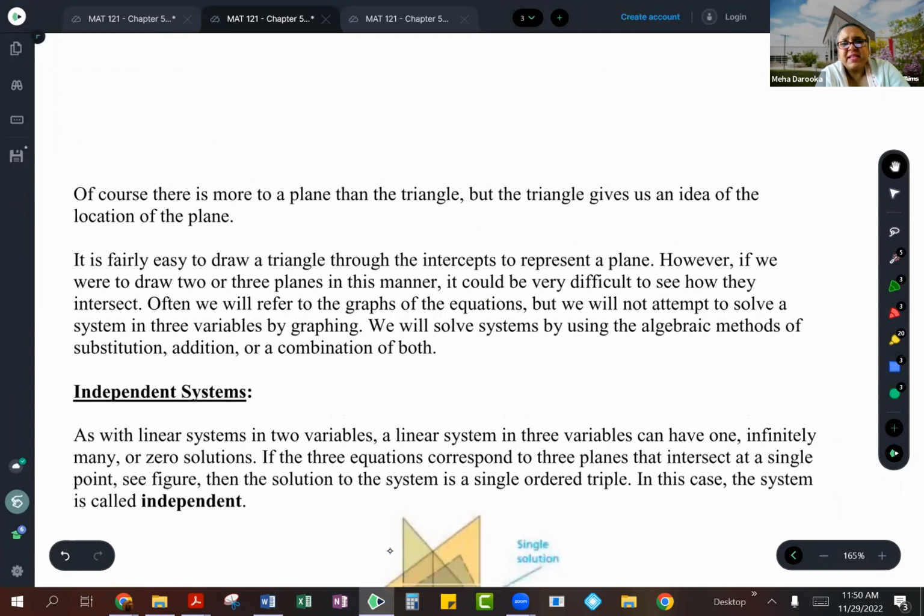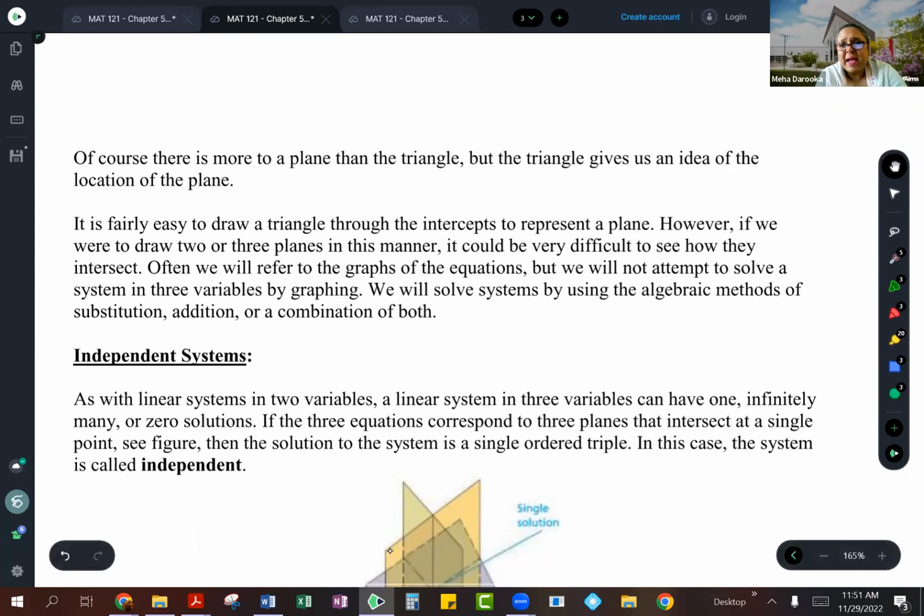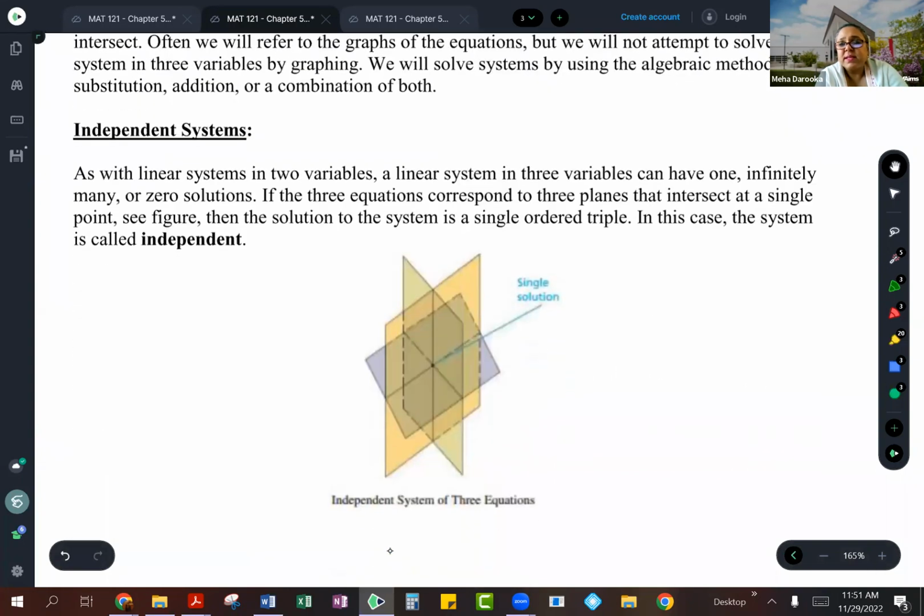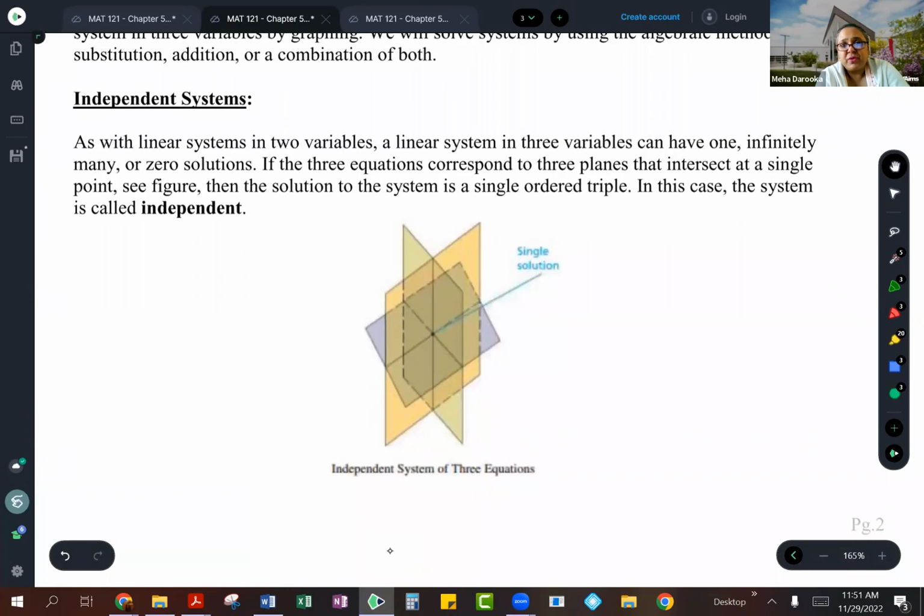And this one here is just talking about what I just said, how difficult it is to imagine, if you have 2 or 3 planes together, how exactly are they intersecting? Can you find a single point of intersection? Are they intersecting along a side? What kind of configuration does it have? It becomes very hard to imagine something like this. So we are going to stick with the substitution and addition method over here.